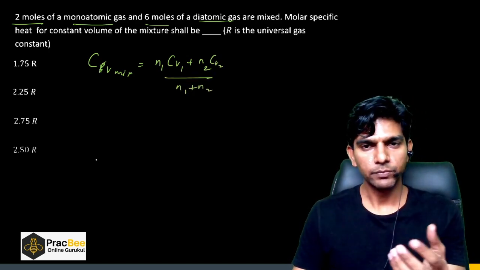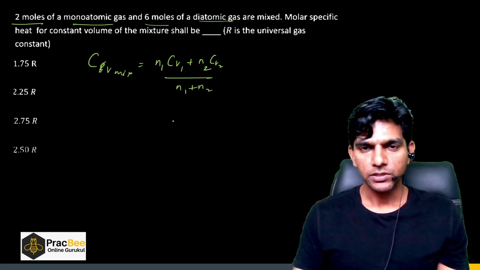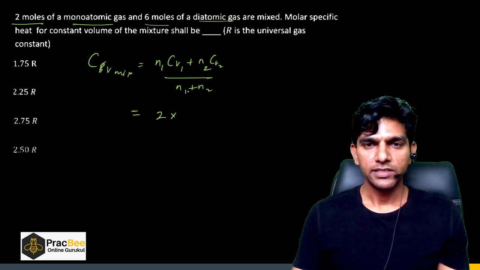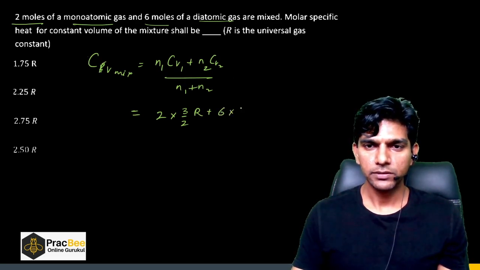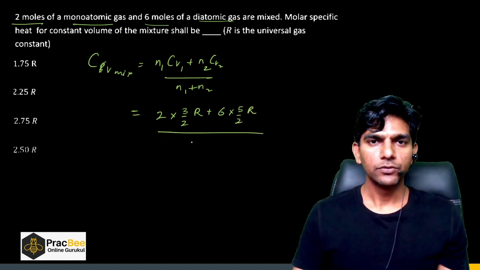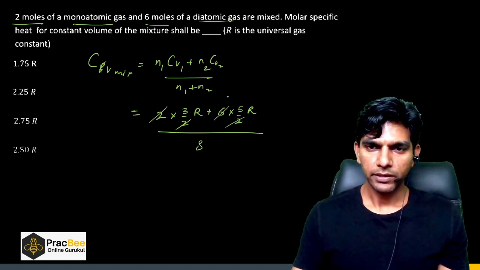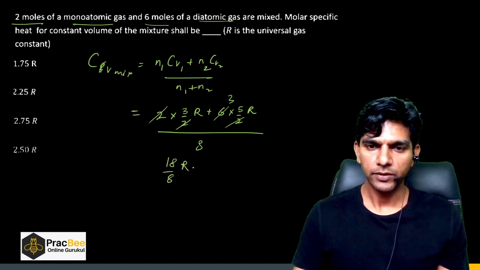So it is a weighted mean of the molar heat capacity at constant volume. N1 is 2, and for a monatomic gas Cv1 is 3 by 2 R, and N2 is 6, and for a diatomic gas Cv is 5 by 2 R, divided by 2 plus 6, so that will be 8. So this 2 will get cancelled out. Here we get 3. So we have 15 plus 3, so 15 plus 3 is 18 by 8 times R.